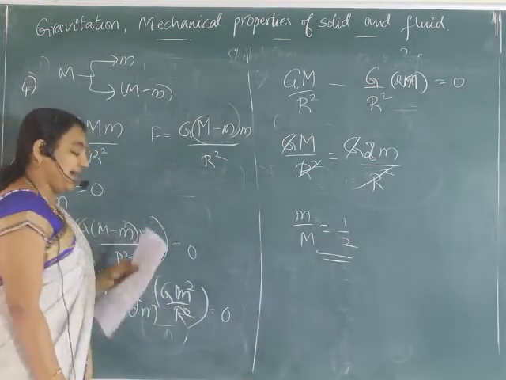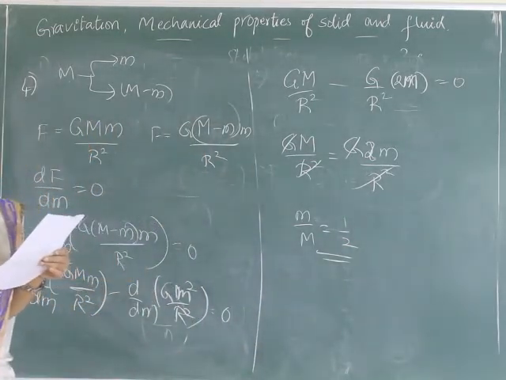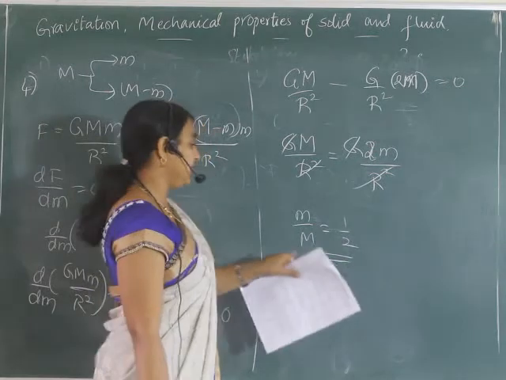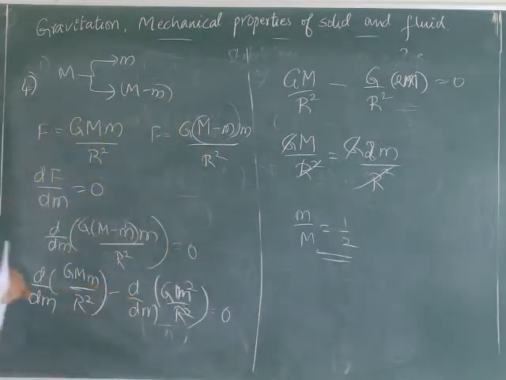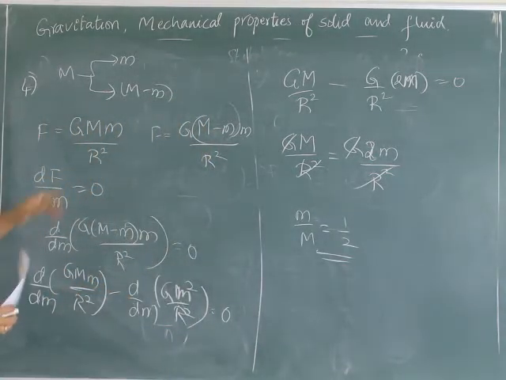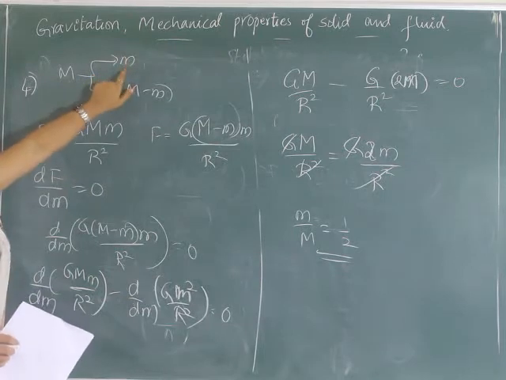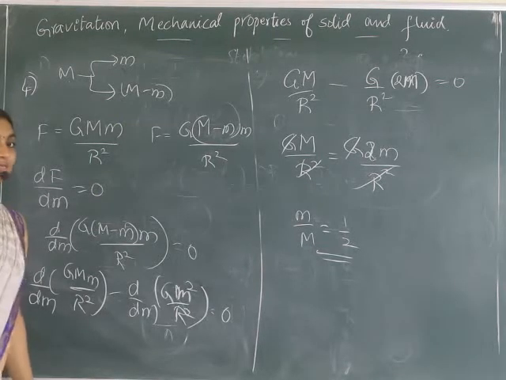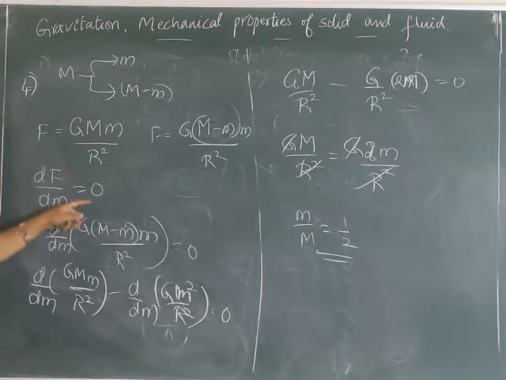So the ratio of m by M that maximizes the gravitational force between the two parts is half. Small m should be 1, capital M should be 2. So this is how we can say the gravitational force is maximum. The gravitational force is maximum means dF by dm should be equal to 0.